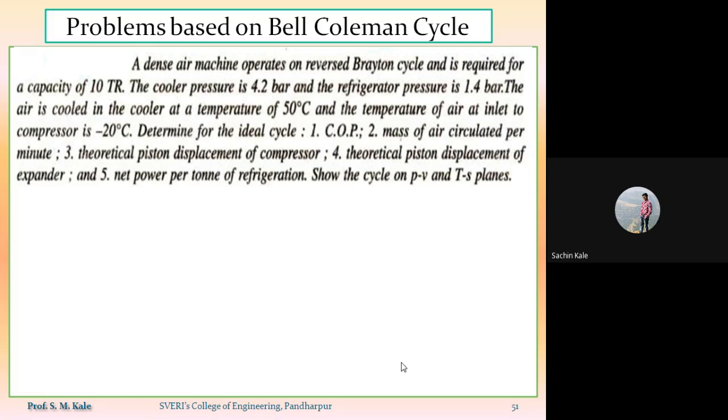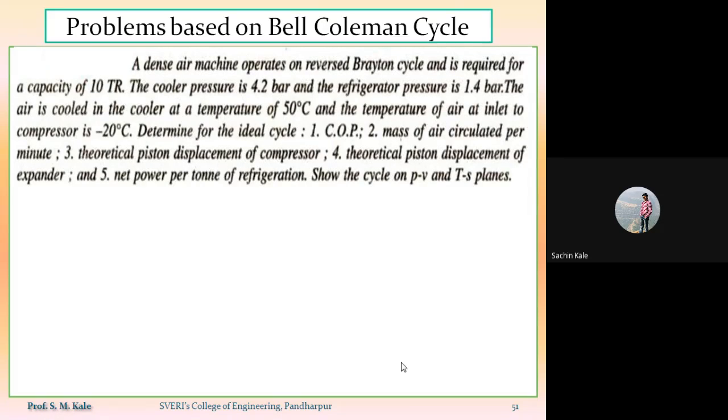Determine for ideal cycle, first one COP. Second one, mass of air circulated per minute. Third one, theoretical piston displacement of a compressor. Fourth one, theoretical piston displacement of the expander. And last one, net power per ton of refrigeration. Show the cycle on PV and TS planes. That means you have to also draw the PV and TS diagram.